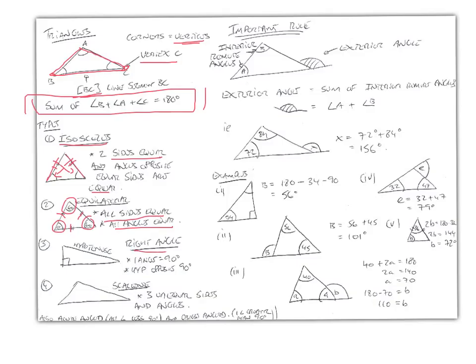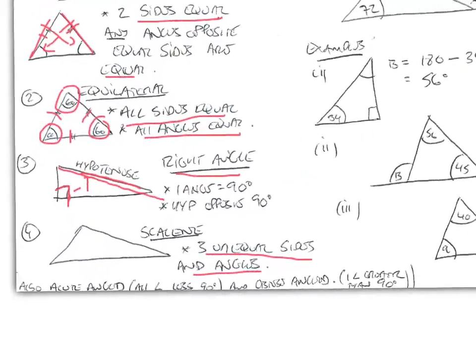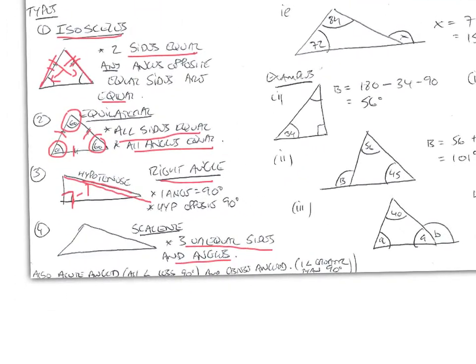We have a right angle triangle, which always has a right angle in it, and we need to note that the side opposite that right angle is always known as the hypotenuse. And then we have a scalene triangle, which has 3 unequal sides and 3 unequal angles. And there are other types of triangles, but they're not for this course. We have an acute angled and an obtuse angled triangle as well.